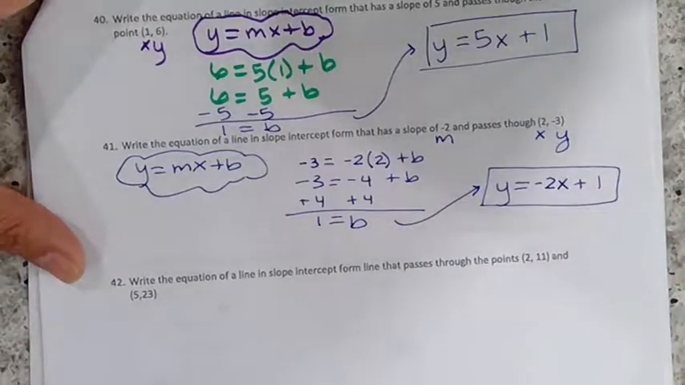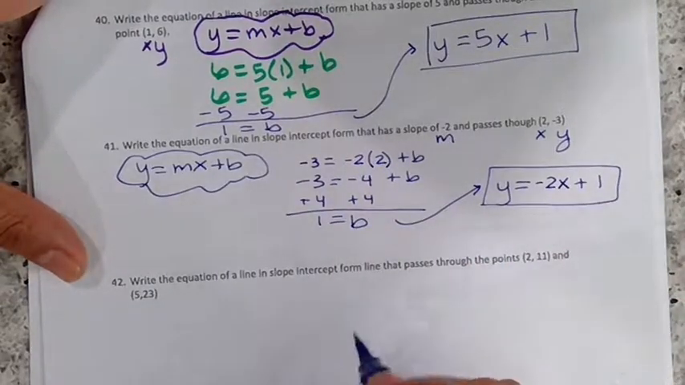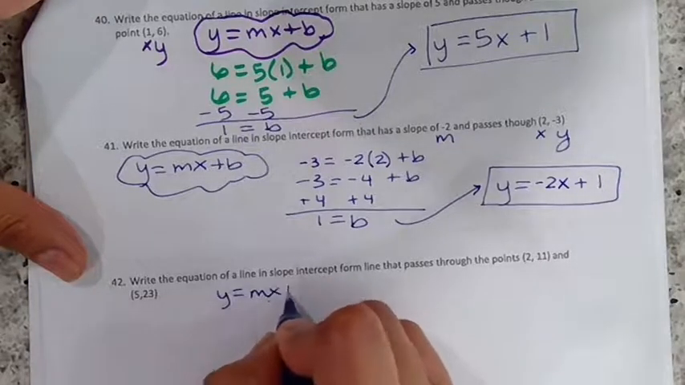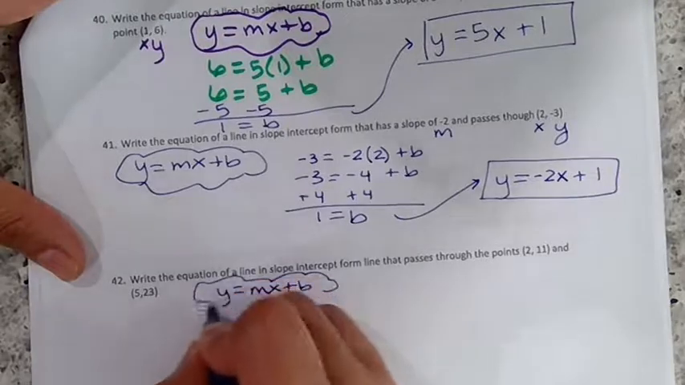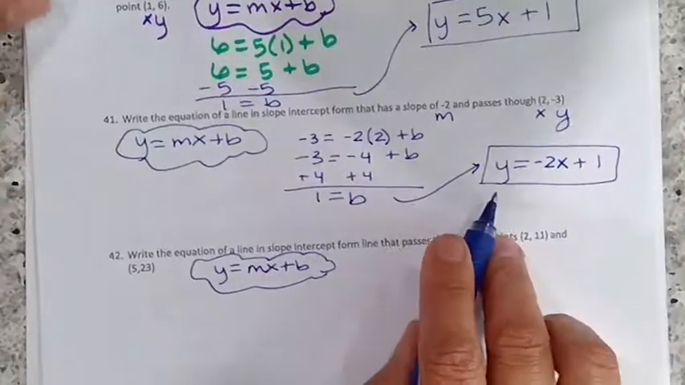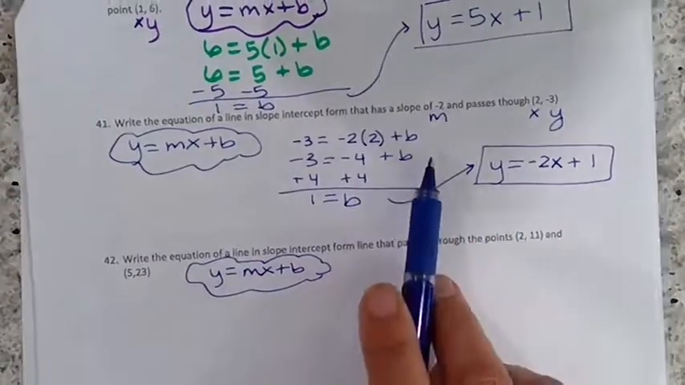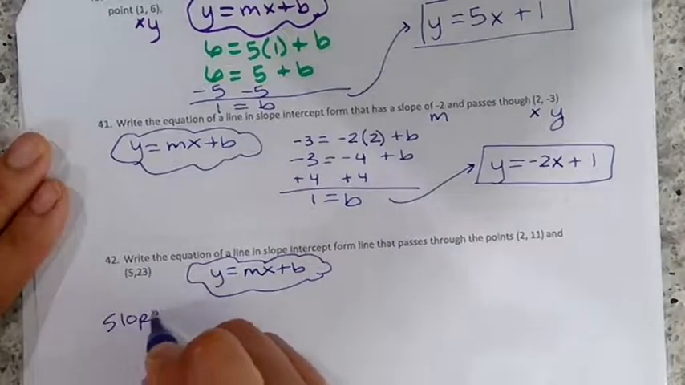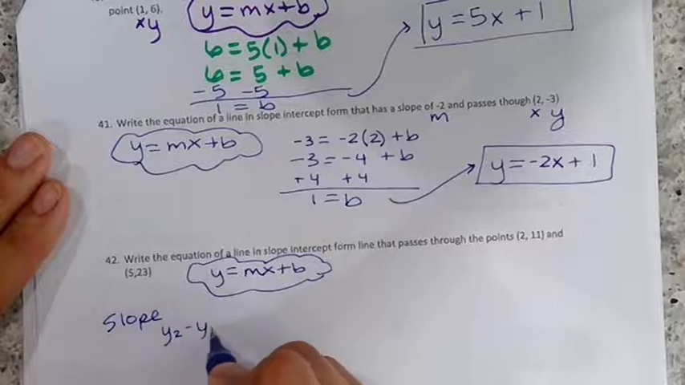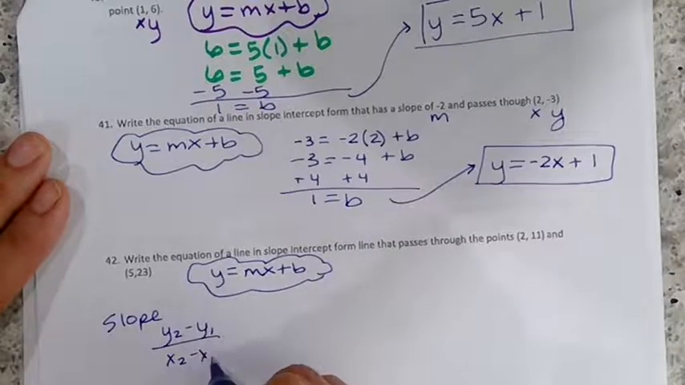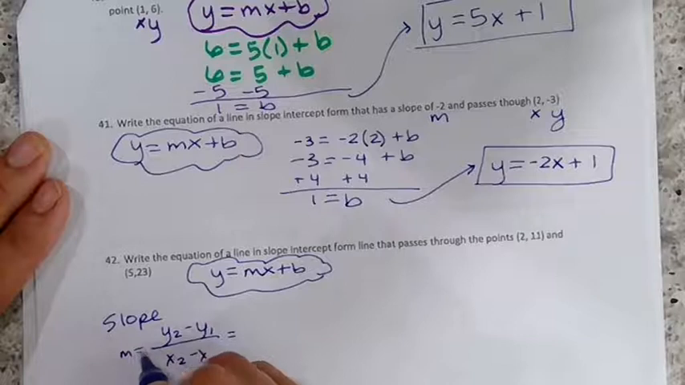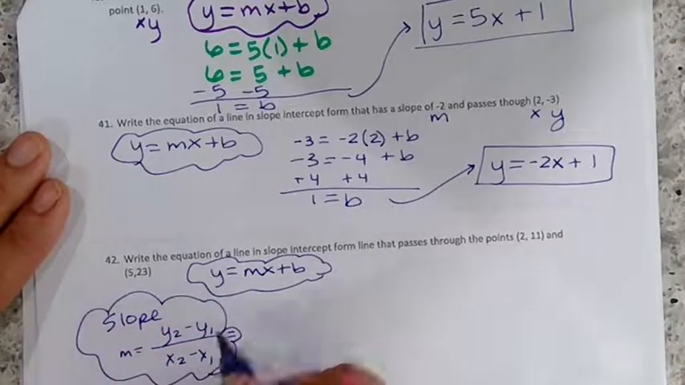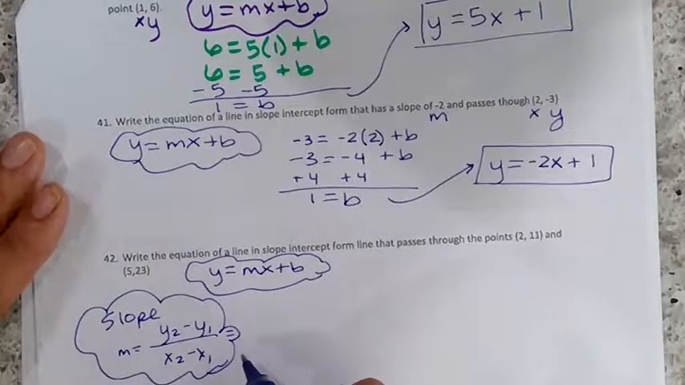All right, next one. Write an equation that passes through the points (2, 11) and (5, 23). Same thing, y equals mx plus b. How is this problem different from this? They didn't give you the slope. So the very first thing you have to do is find the slope. How do you find the slope? That is the difference in your y values over the difference in your x values, or the rise over run.